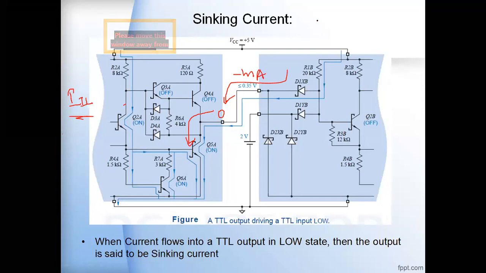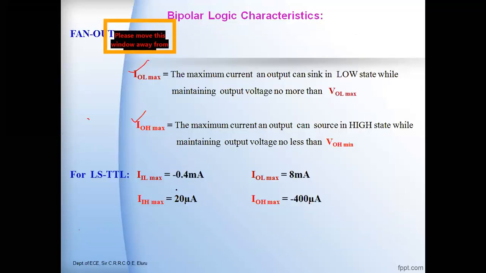And for a typical case of the LS TTL NAND gate, the current will be in the order of minus 0.4 milliamperes. This is a typical value we have taken from the data sheet of the LS TTL. And the second one, what is IIH maximum?